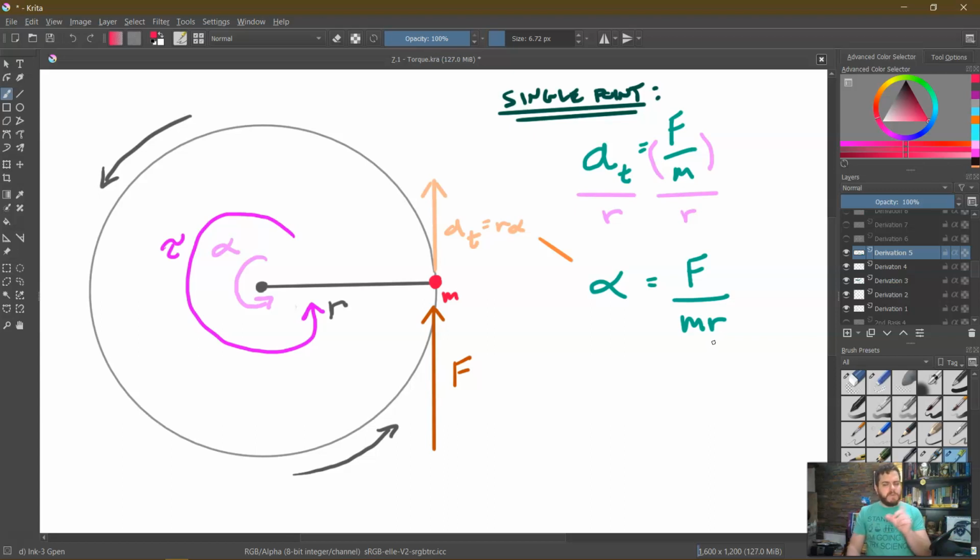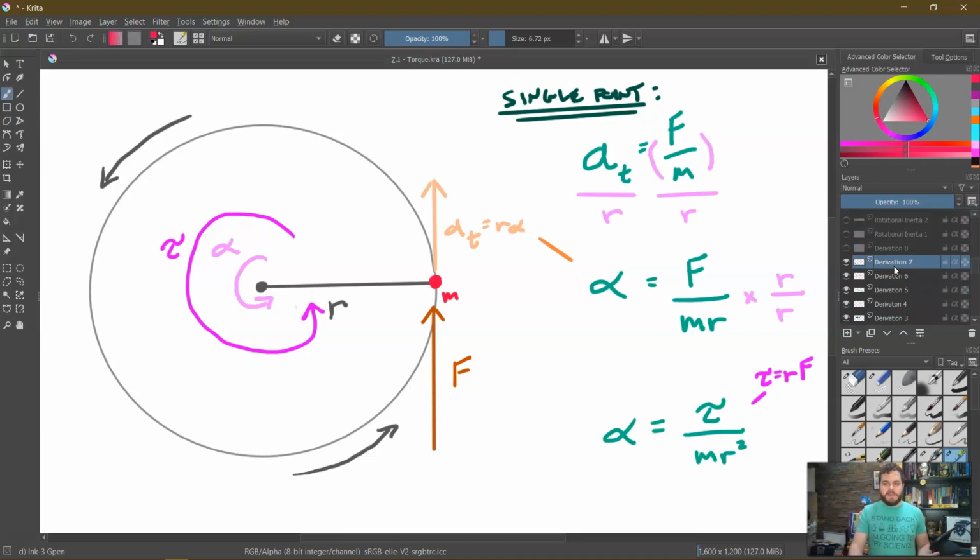Now let's do one more little mathematical trick. I'm going to multiply the top and the bottom of this right-hand side by r, which I can do. It's the same thing as multiplying by 1. And if I do that, I'm going to end up with F times r and m r times r. Well, F times r, keeping in mind that this F is perpendicular to this axis, is just a torque. And the bottom is going to be m r squared. And this is something new. m r squared is a new value which we're going to abbreviate with I.